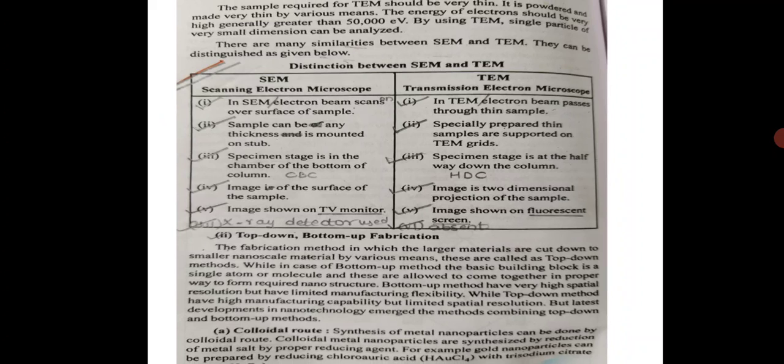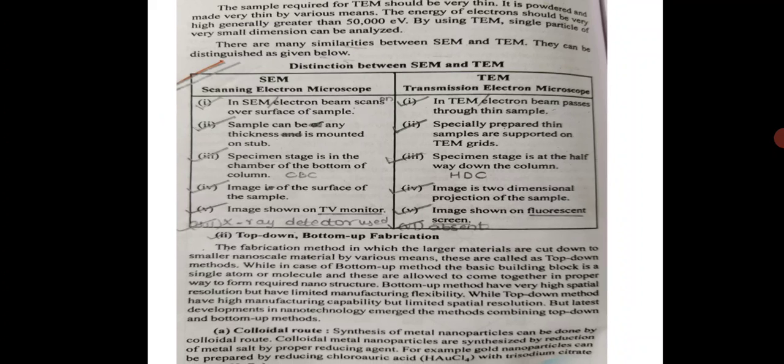Here we will discuss the distinction between SEM and TEM, scanning electron microscopy and transmission electron microscopy. In SEM, the electron beam scans over the surface of the sample. In TEM, the electron beam passes through a thin sample. Second, in SEM the sample can be any thickness and is mounted on a stub. Here, the prepared thin samples are supported on TEM grids. Third, in SEM the specimen stage is in the chamber at the bottom of the column. Here, the specimen stage is halfway down the column.